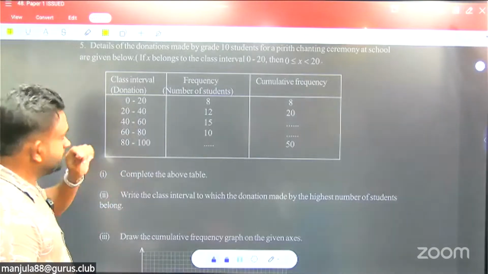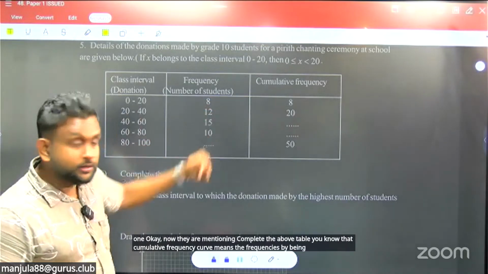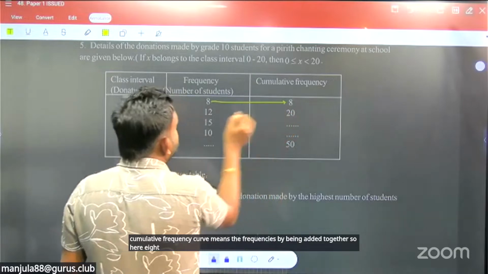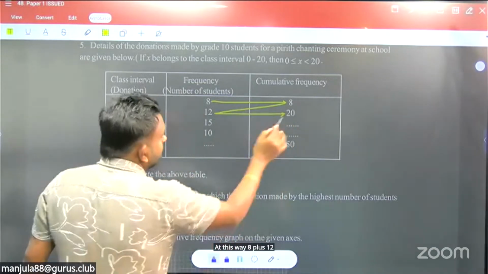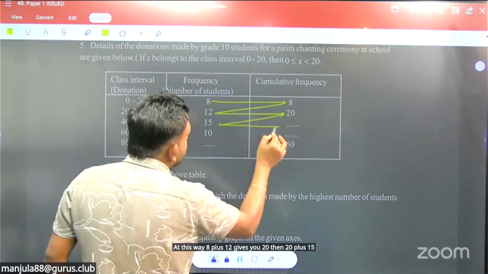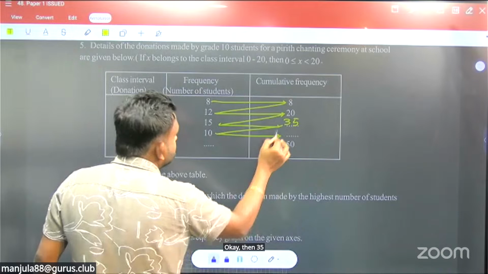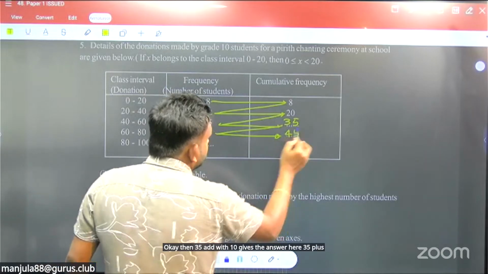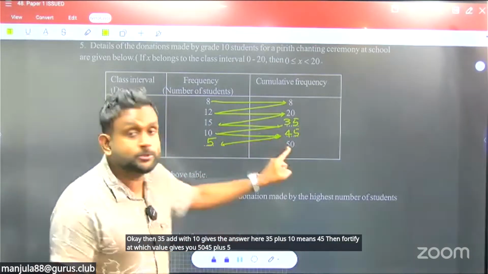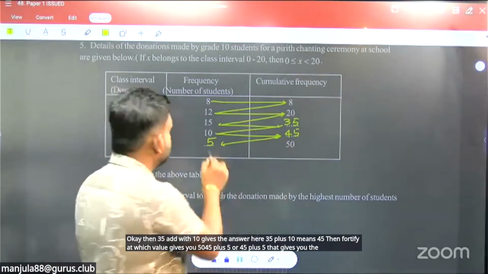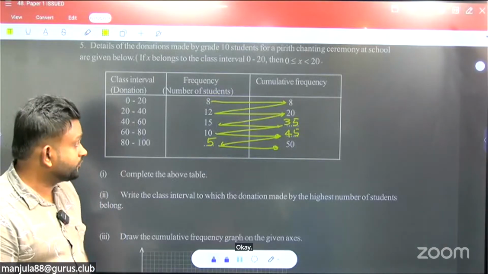Complete the above table. You know that a cumulative frequency curve means the frequencies are added together. So here 8 is there, then 8 plus 12 gives 20. Then 20 plus 15 gives the answer 35. Then 35 plus 10 means 45. Then 45 plus 5 gives you the answer 50. Okay, right, 45 plus 5, 50.